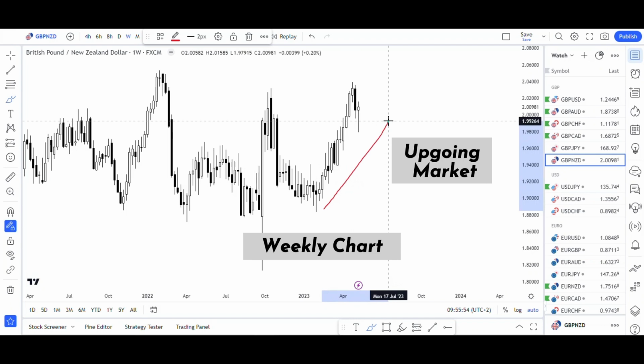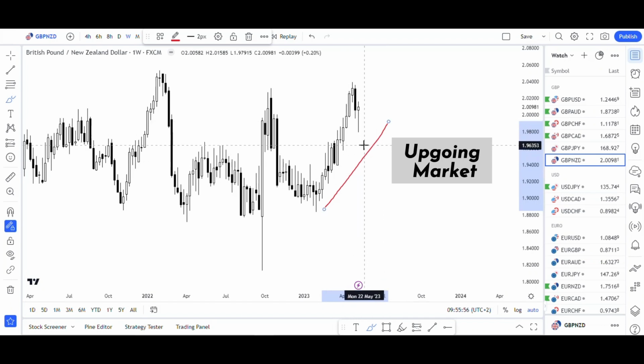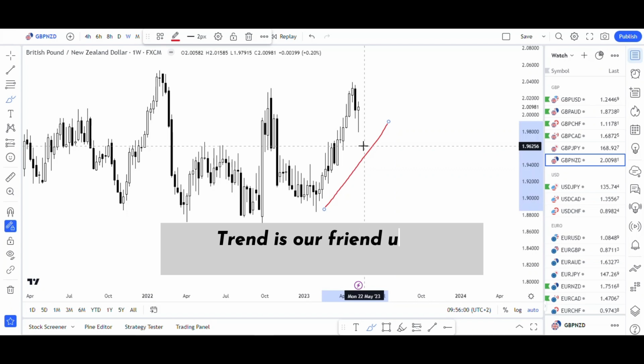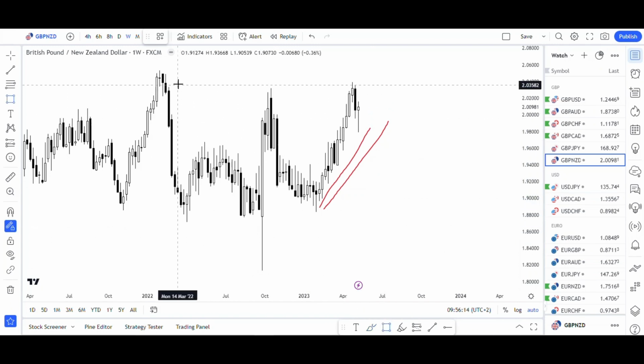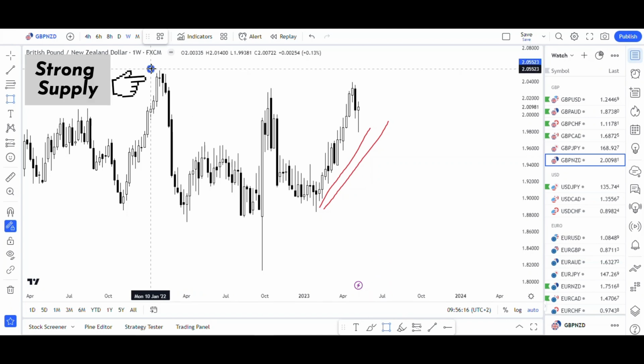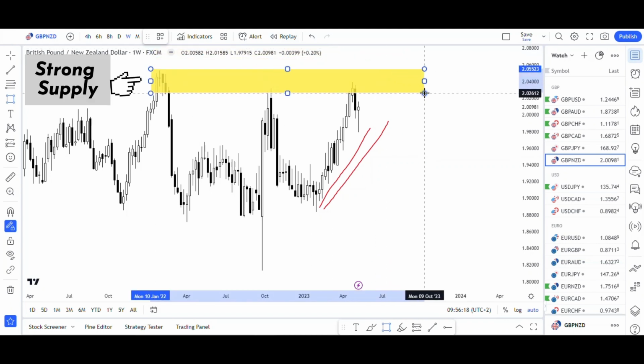Okay, here this is the weekly chart of GBP New Zealand dollar, and as you can see the market was going up. Well, of course people say trend is our friend, but trend is our friend until it meets with an opposite, stronger force. So this uptrend actually was met with a strong downtrend, strong key levels, strong supply, very strong supply here.